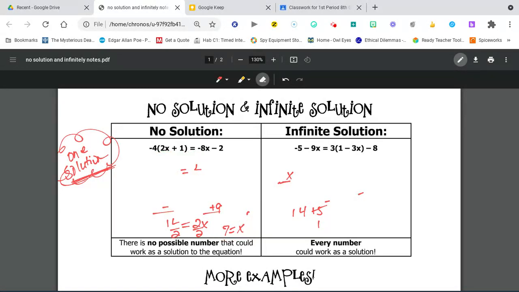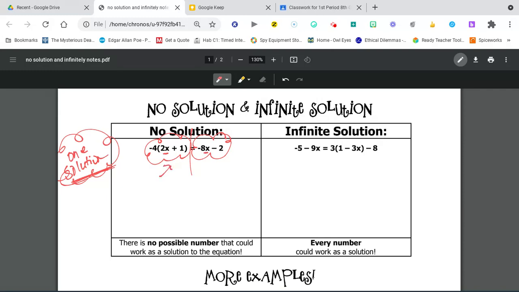Sometimes these equations have no answer whatsoever. That means whatever you put in for the value of x, it will never make the left side of this equation equal to the right side. There is no x value. There is no one solution. There's no solution. There's no answer that'll make this side equal to this side.